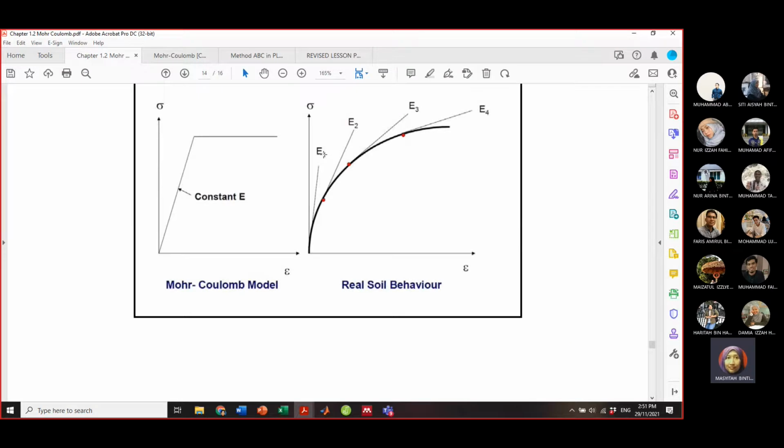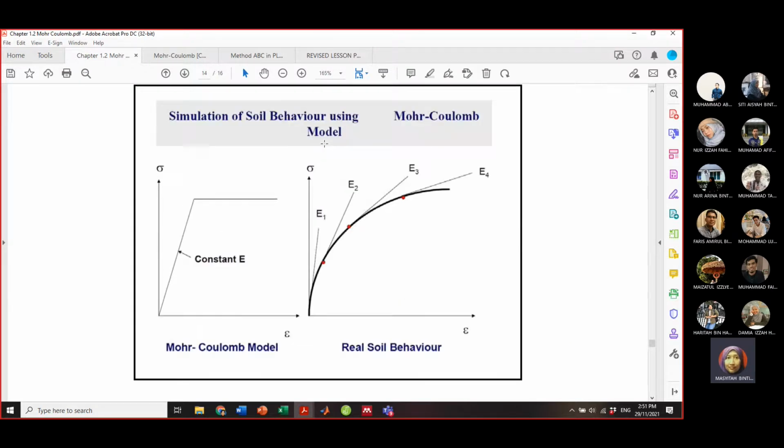Okay, this is the comparison, or why, as I said earlier, Mohr-Coulomb can give an overestimated or underestimated design. For example here, when we plot in the triaxial test, this is what you may exactly have. For example, at the beginning it is linear and then non-linear, until at one point it reaches the failure maximum. That is the real behavior of the soil, having different Young's modulus.